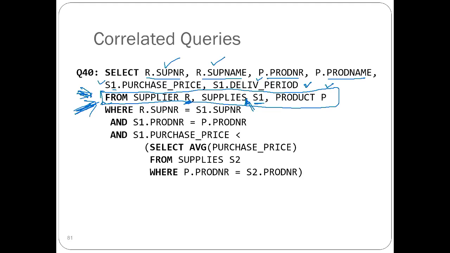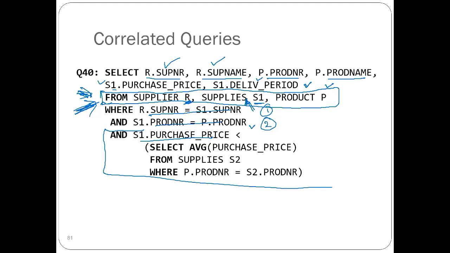Now, what are we doing in the where clause? In the where clause there are 1, 2 and 3 conditions. The first condition here is doing a join, the second condition is also doing a join. We are doing implicit joins here, which will make our life a lot simpler. So R dot supplier number is equal to S1 dot supplier number, and S1 dot product number is equal to P dot product number. We join these 3 tables, right? And this is the most interesting part.